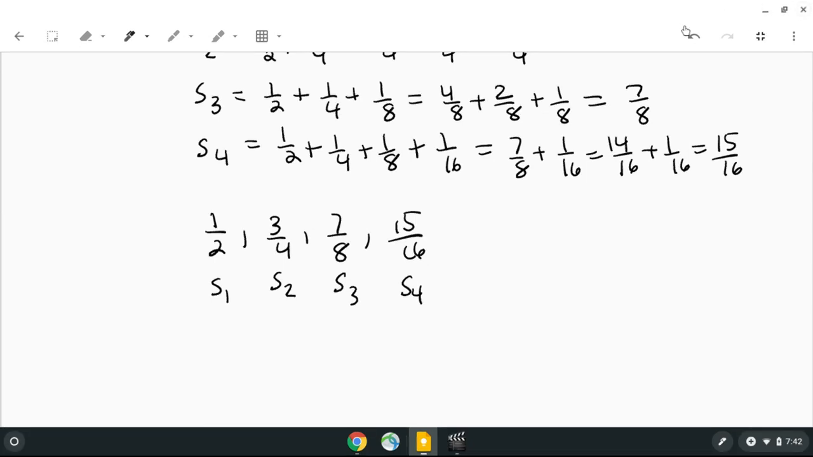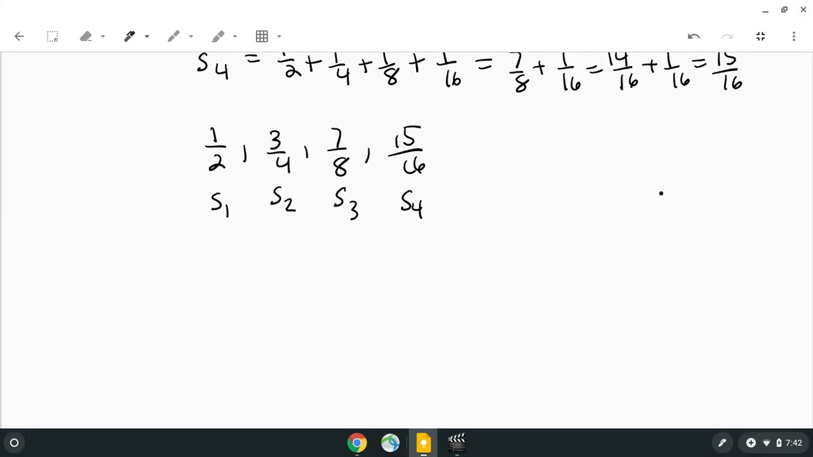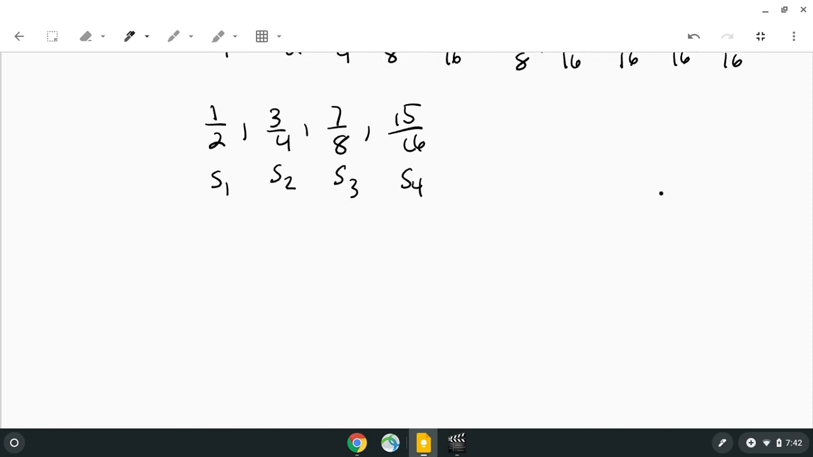Okay, but again, you might want to try to look at the numerators and the denominators separately. It looks like it's easier to see the denominator here. When I plug in 1, I get 2. When I plug in 2, I get 4. When I plug in 3, I get 8. When I plug in 4, I get 16. Again, powers of 2. 2 to the first, 2 to the second, 2 to the third, 2 to the fourth. So we know it's 2 to the nth.